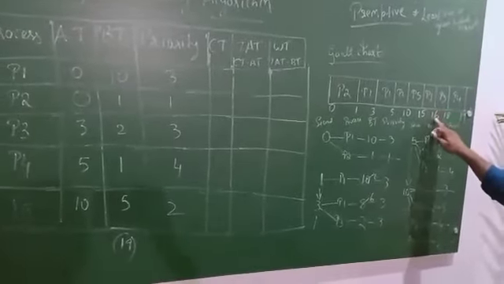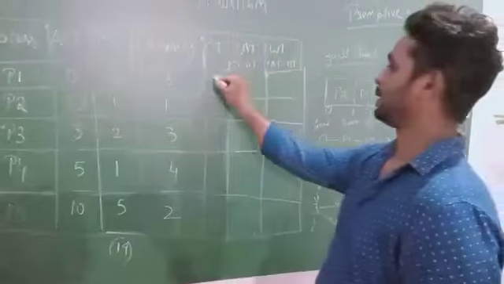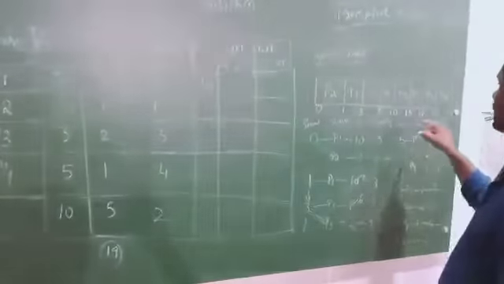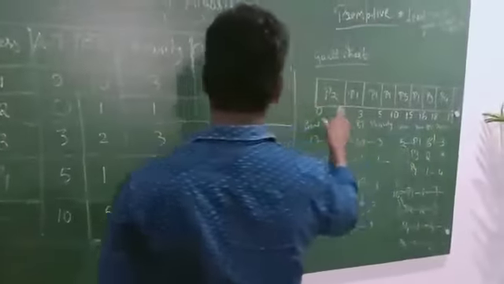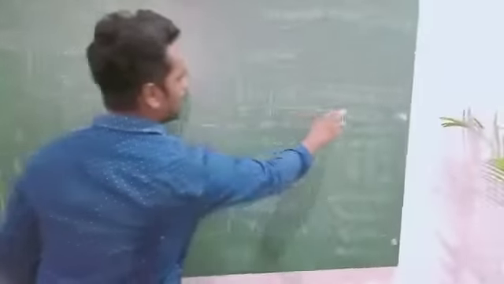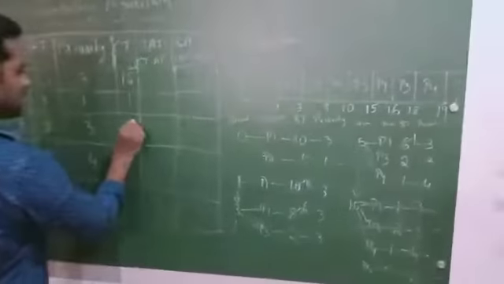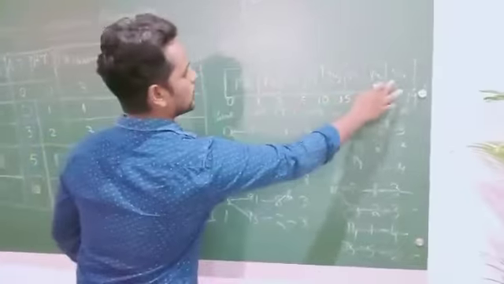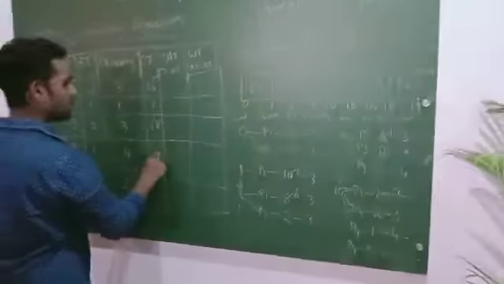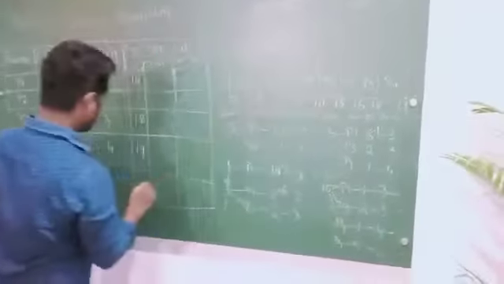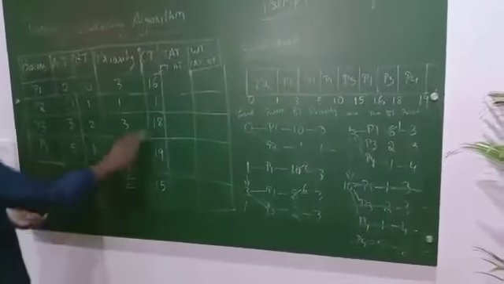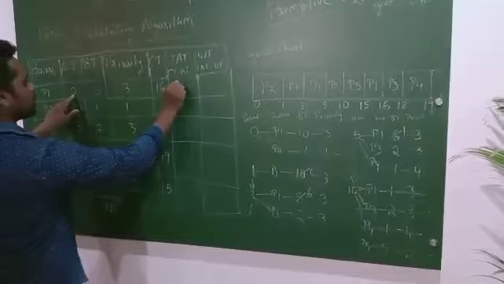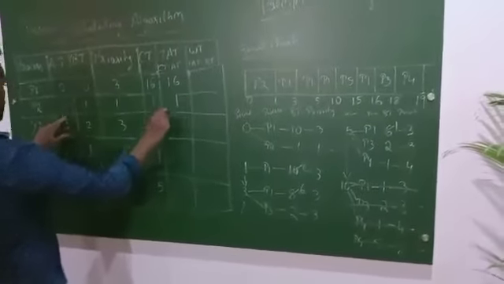P1 completion time is what? 16. P1 completion time is 16. P2, only one here, completion time is 1. P3 completion time is 18. P4, the last, completion time is 19. P5 completion time is how much here? 15.